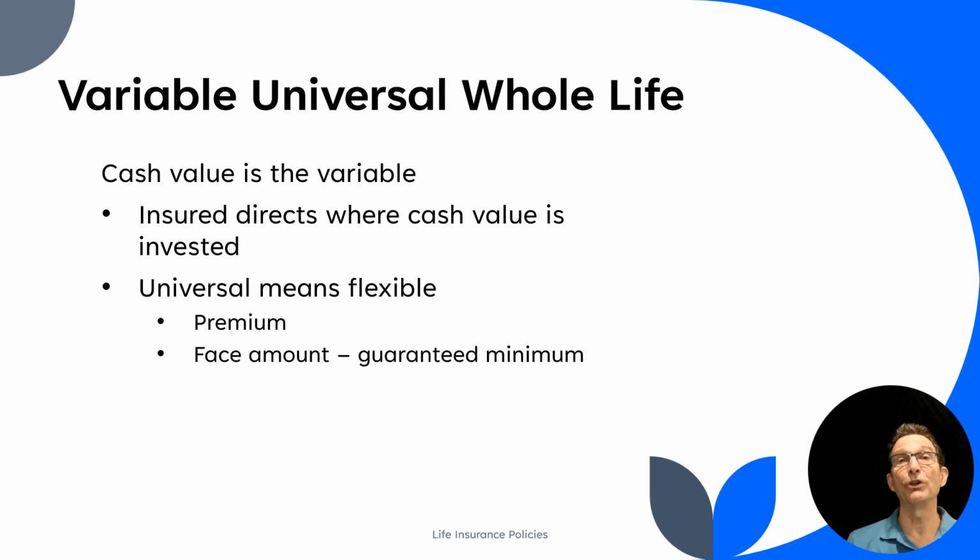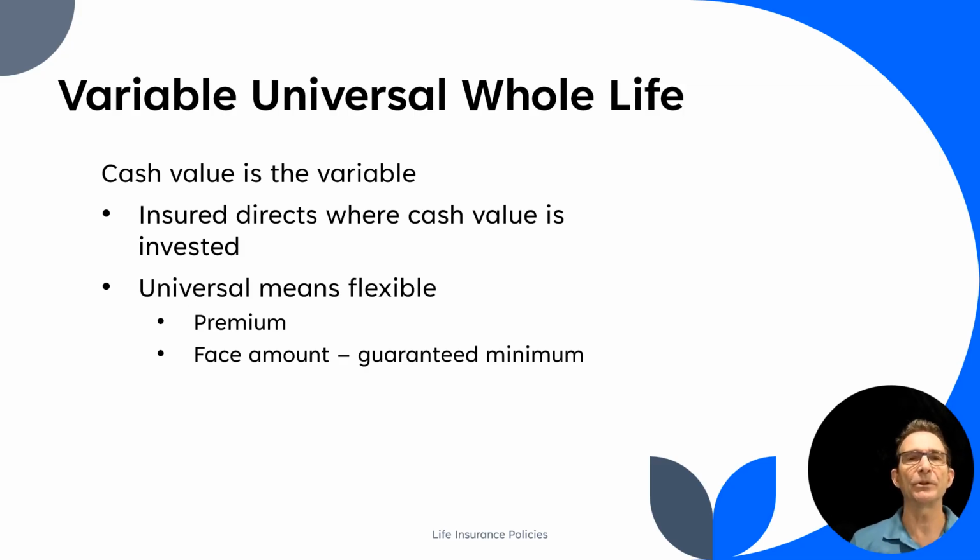So with a variable universal whole life policy, again, the cash value is the variable. Now, in this case, the insured directs where the cash value is invested. So you have more control as the consumer, because in the other products, it's actually the insurance company that is choosing those investments. In the variable universal whole life model, it's giving that consumer even more choice. They get to tell the insurance company, "This is where I want you to put my money in terms of investing it." So it is flexible, right?